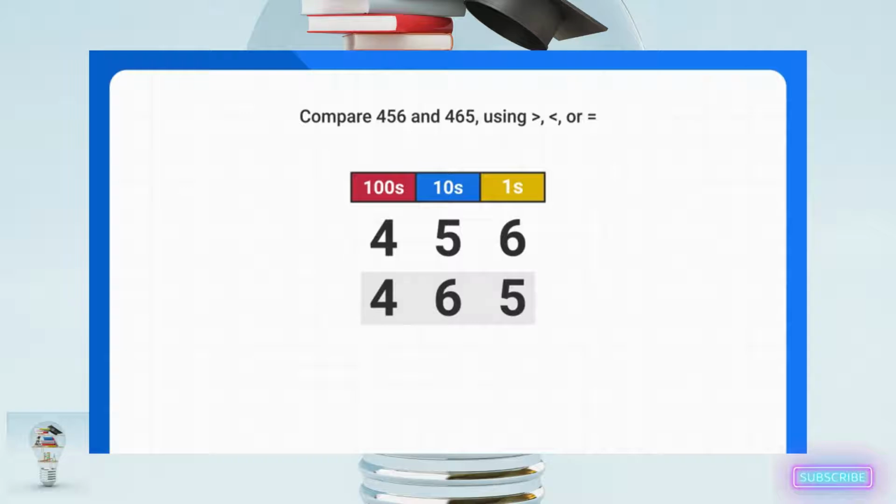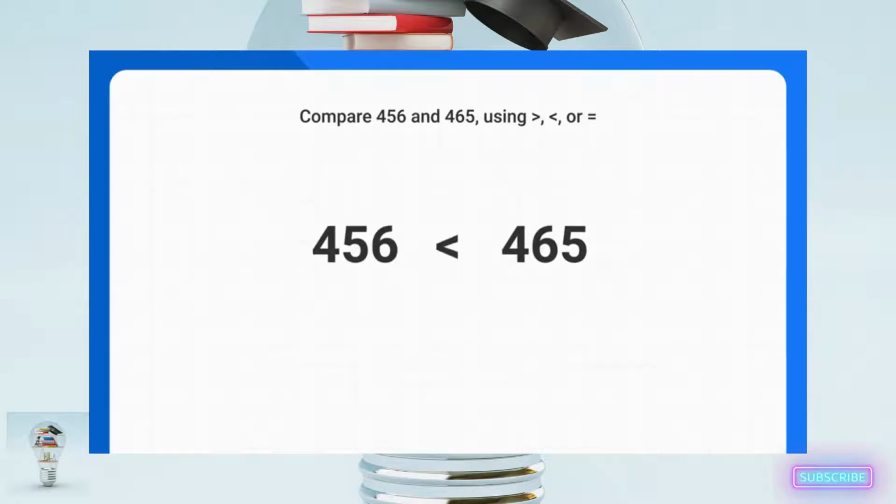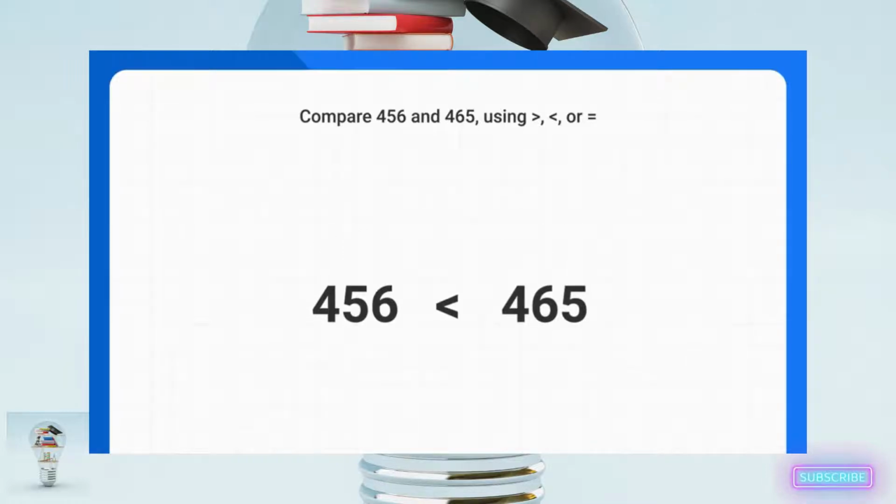Now, as a final step, we have to write this comparison using the greater than, less than, or equal to symbol. Well, remember, 465 is our bigger number. That means we'll say 456, it's less than 465. So we'll use the less than symbol to show that. 456 is less than 465.